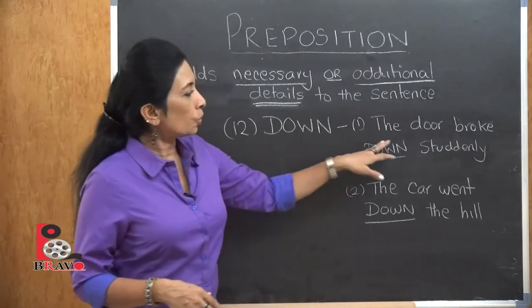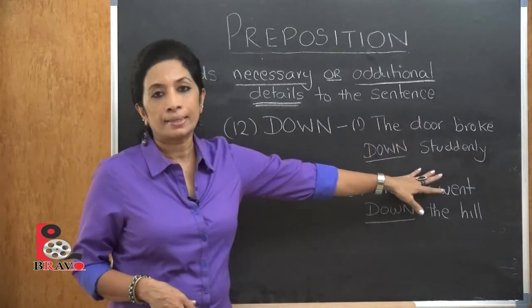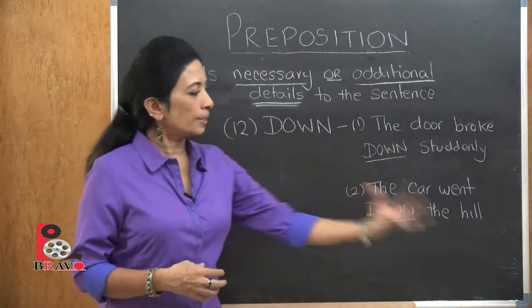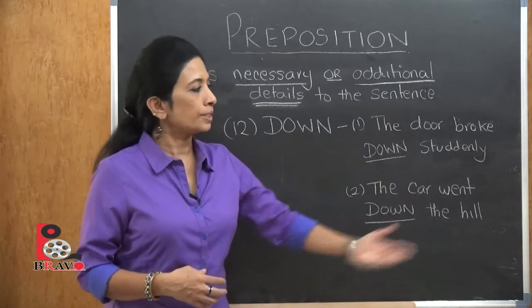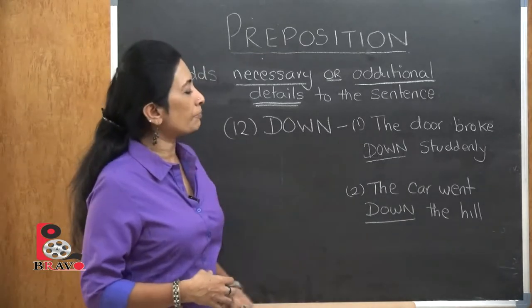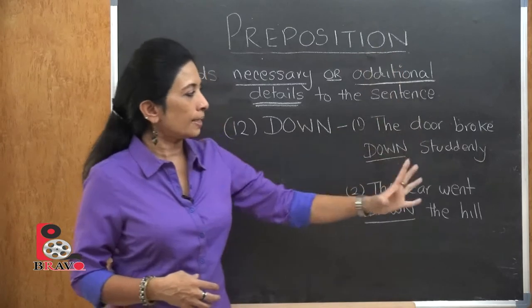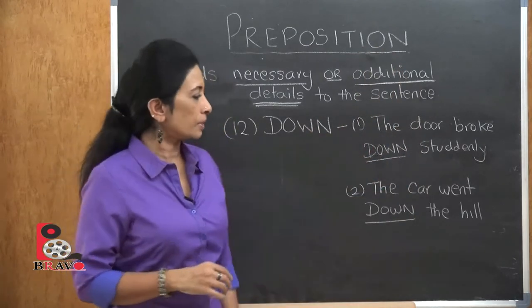The 12th word is down. Examples are, the door broke down suddenly. So down is like falling off, going down, falling down, that kind of meaning. So the door broke down suddenly. The door was standing and it just broke down suddenly, so it has fallen.